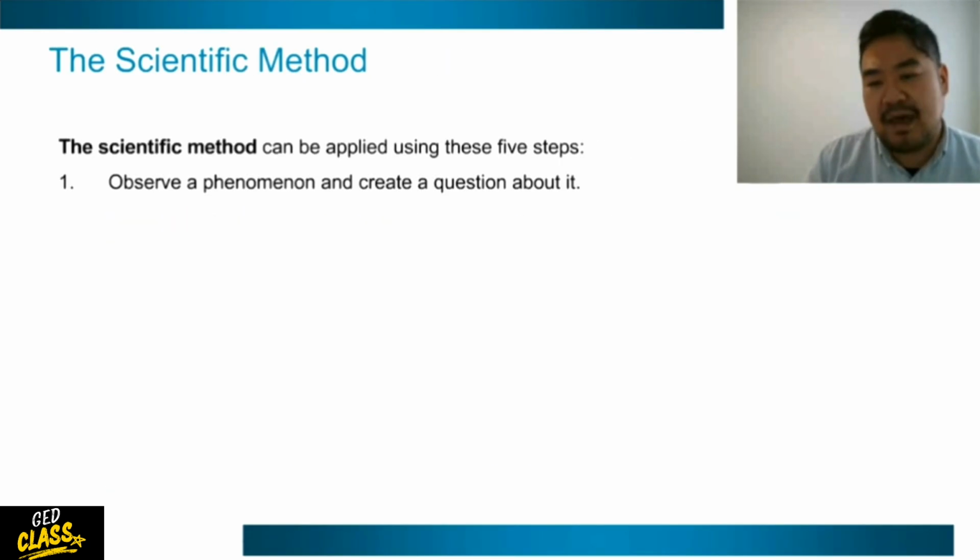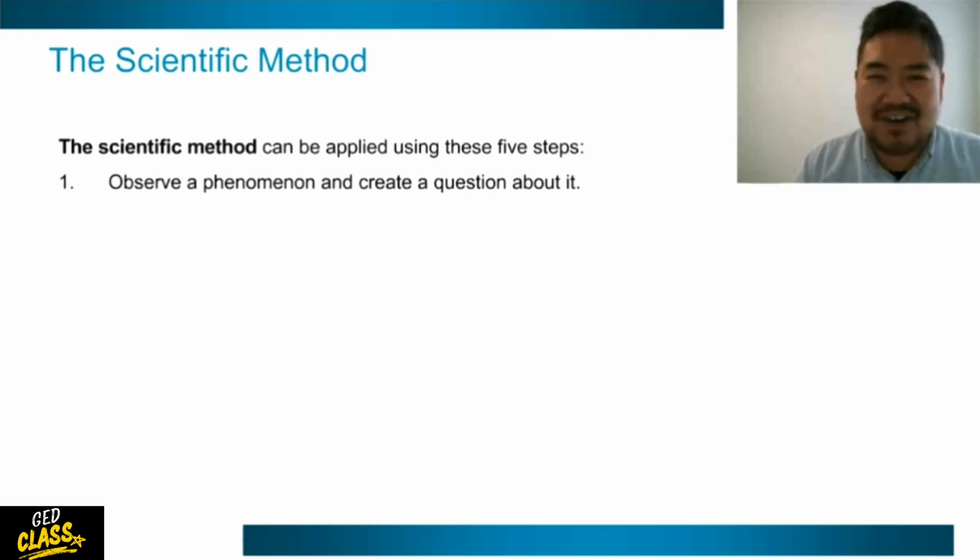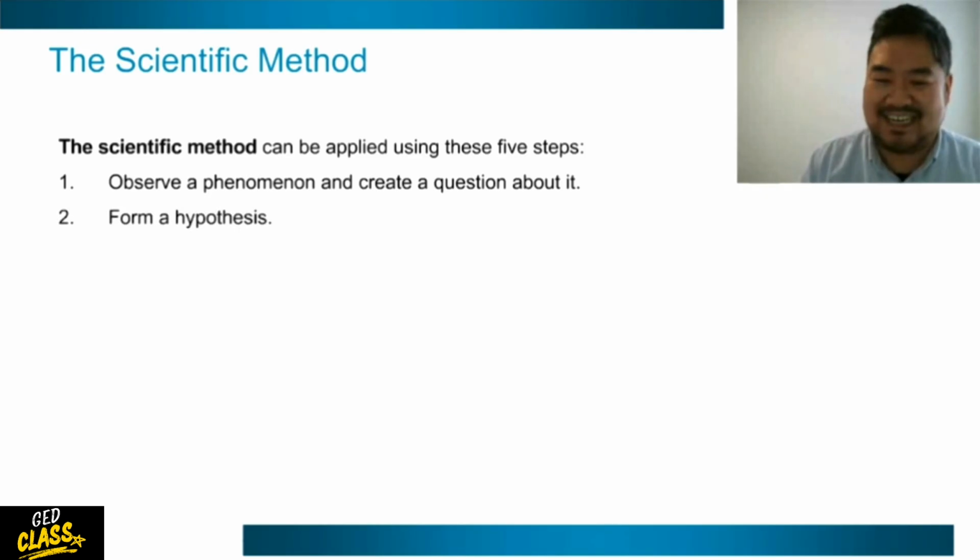And the scientific method can be applied by using these 5 steps. One is this: observe a phenomenon and create a question about it. Like if you've ever looked in the sky, you're like, hey, how do those stars move? Like, that's literally the question. You're observing something and you're creating a question about it. Then secondly, form a hypothesis. Think, okay, the question that I asked myself, I think this is the answer. That's what a hypothesis essentially is. And we'll take a look at that in a little bit.